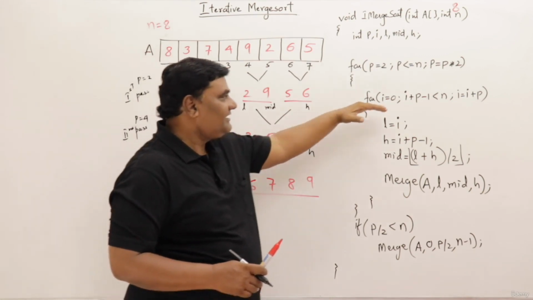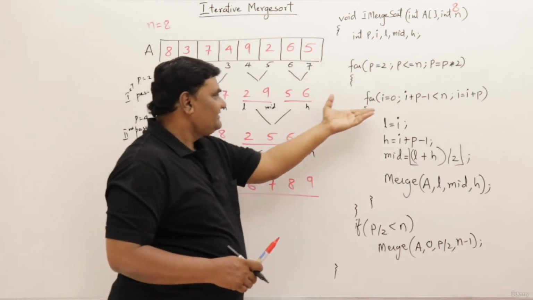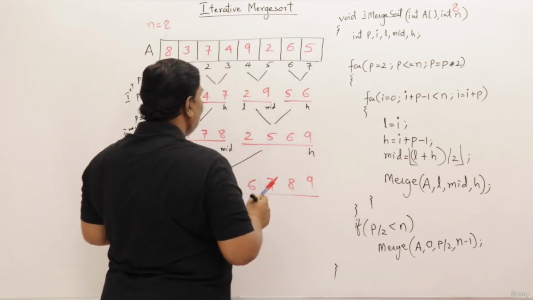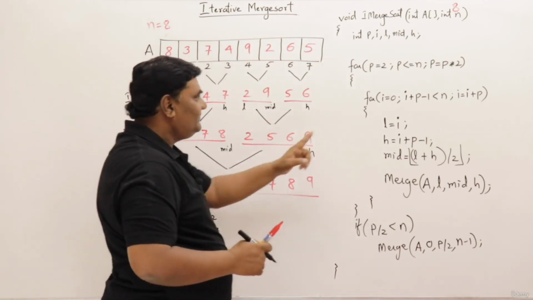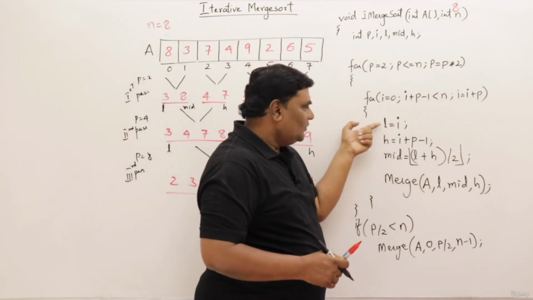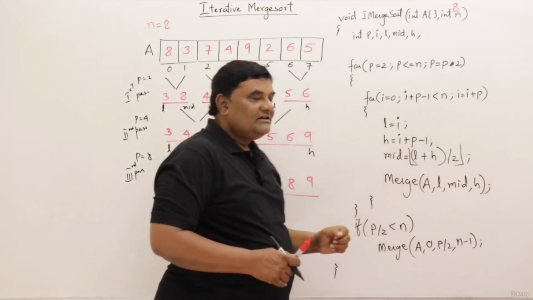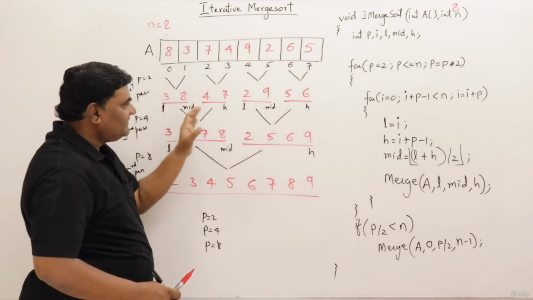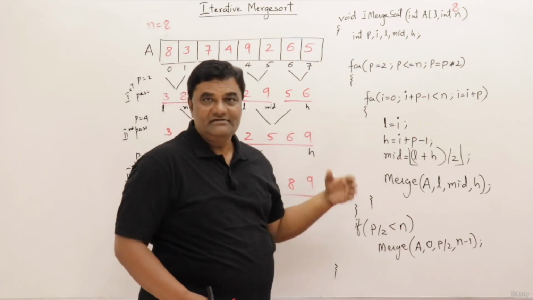So for that I have taken one more for loop, i. So i is taking a span of 2 elements, then again 2 elements, right? So it is moving by p. See, moving by p. So using i we calculate low, high and mid. As we have to merge more than one pair of lists, for that we have this iteration i.